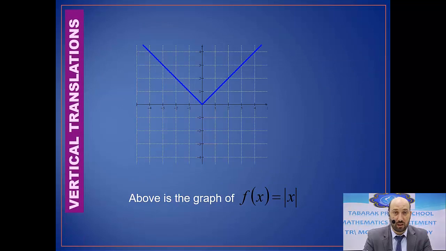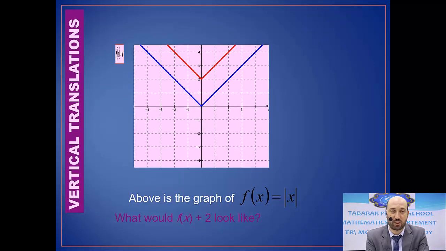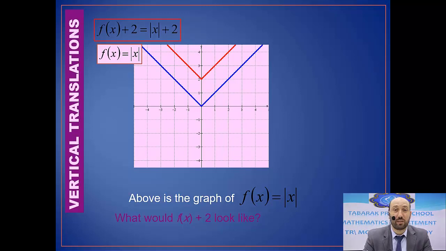Now here, a vertical translation, another example for it above. Here we have the graph of modulus or absolute value of x. What would f(x) + 2 look like? So here it will be up or down. Yes, it will be up. We are going to move the function 2 units up. It will be the red one. f(x) + 2, that means absolute value of x plus 2, the red function.